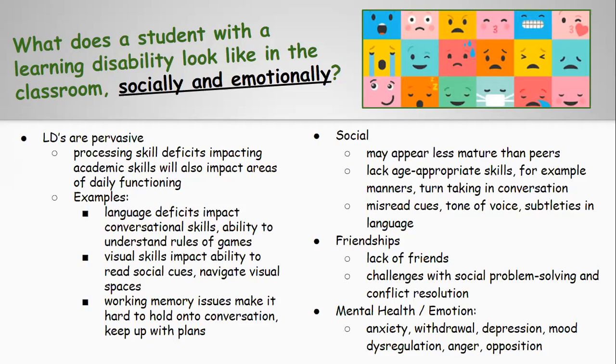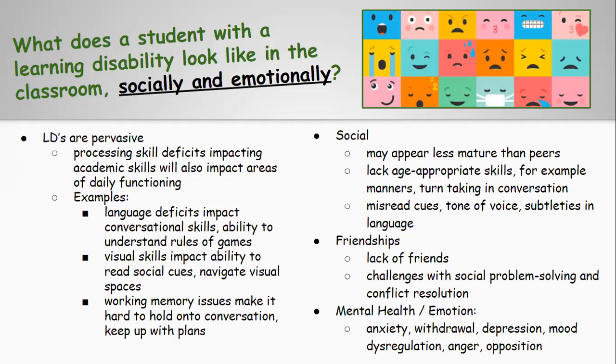Visual skills may impact a child's ability to read social cues and navigate visual spaces. Working memory issues may make it hard to hold a conversation out on the playground and may impact them socially. It will make them have problems keeping up with plans and routines in the classroom.